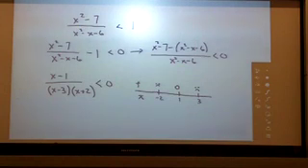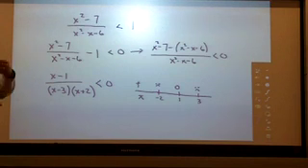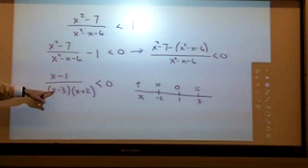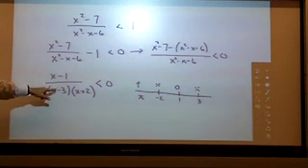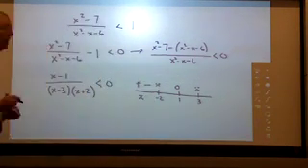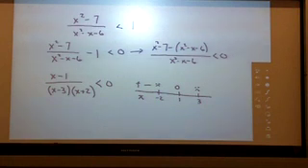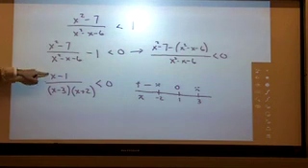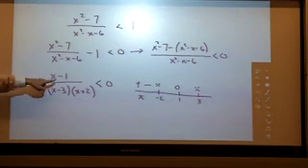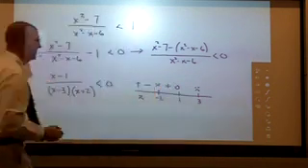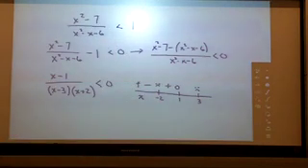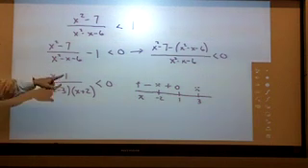And now, we are simply going to test some values. Think of a number less than negative 2. How about negative 3? Negative 3 minus 1, negative. Negative 3 minus 3, negative. Negative 3 plus 2, negative. Negative divided by negative times negative. Let's think of a number between negative 2 and 1. How about 0? 0 minus 1, negative, negative, positive. Negative divided by negative times positive. Okay. Now we think of a number between 1 and 3. How about 2? Positive divided by negative times positive.